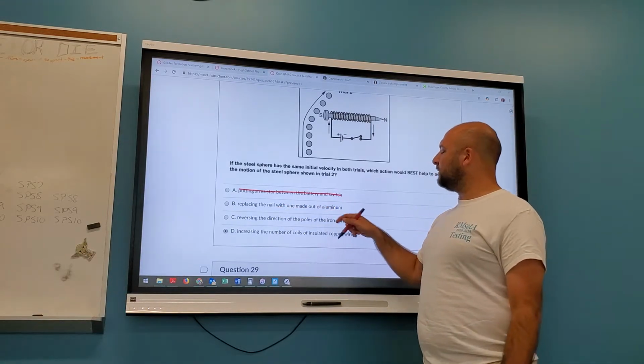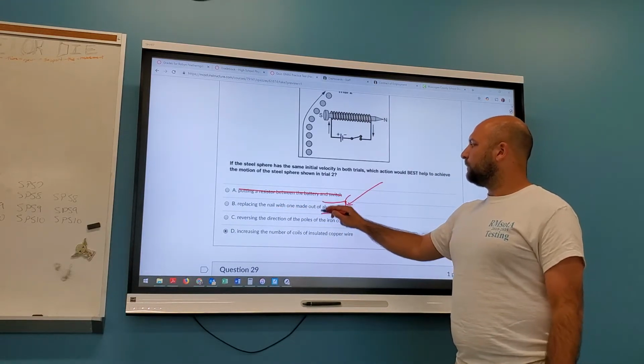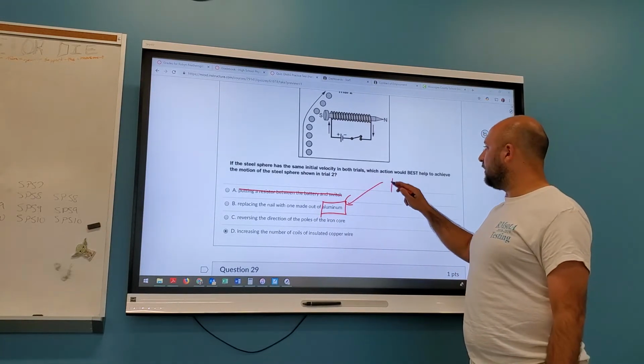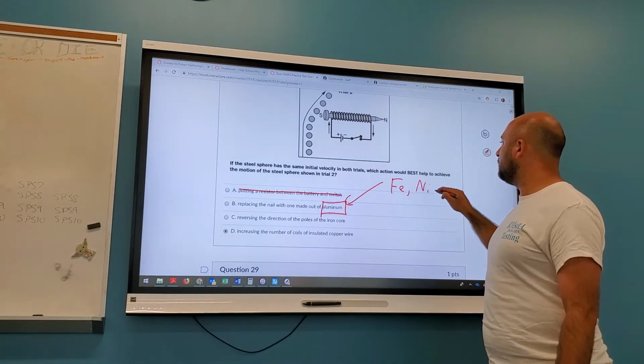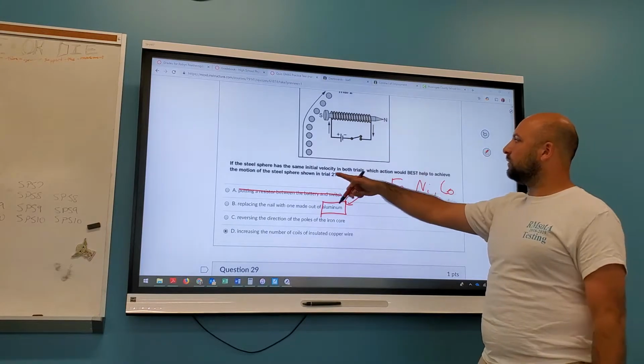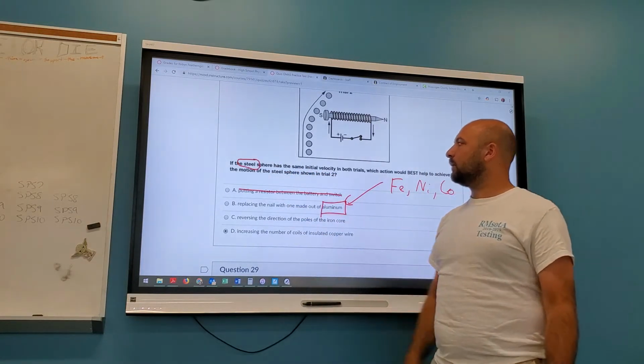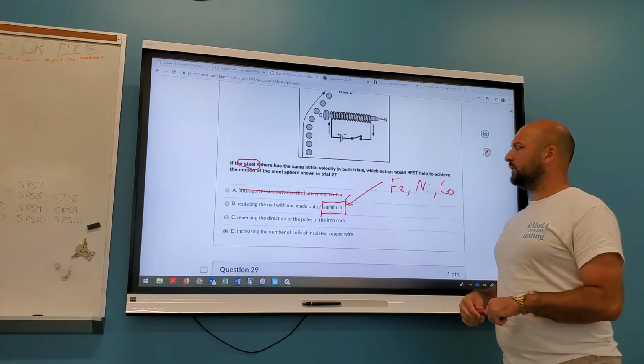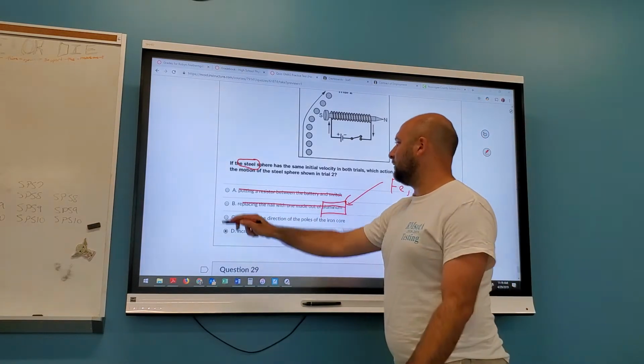Replacing the nail with one made of aluminum. Aluminum is not magnetic. The only 3 things that are magnetic are iron, nickel, and cobalt. Now steel, the steel sphere, steel is a combination of iron and carbon, I think. But it's got iron in there, that's why it's affected by it. So B can't be it, not aluminum.